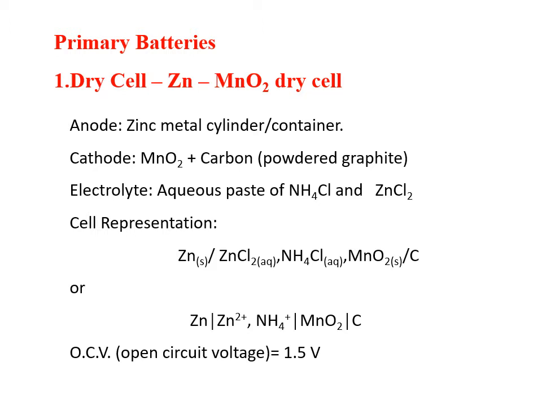As you know, any battery consists of three components: anode, cathode, and an electrolyte. So the dry cell anodic material is a zinc metal cylinder or container. The cathode is made from MnO2 plus carbon or powdered graphite. The electrolyte is an aqueous paste of NH4Cl and ZnCl2. The cell is represented like this.